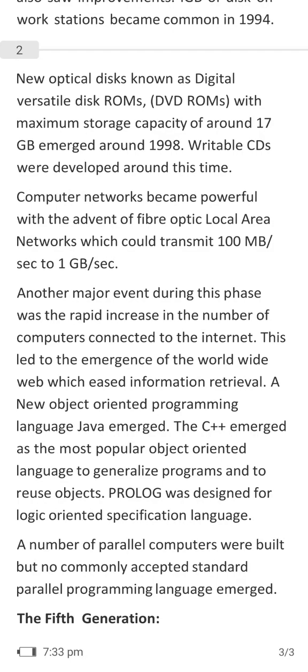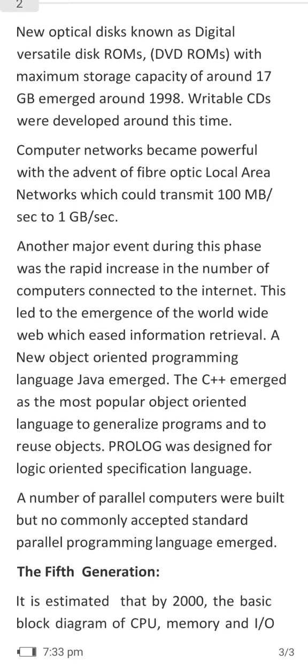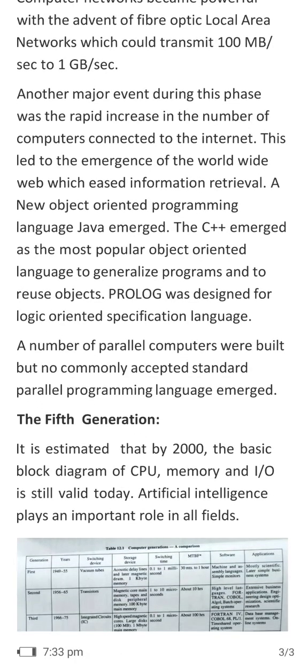New object oriented programming languages emerged: Java emerged, and C++ emerged as the most popular object oriented language to generalize programs and to reuse objects. Prolog was also designed for logic oriented specification languages. A number of parallel computers were built, but no commonly accepted standard parallel programming language emerged.